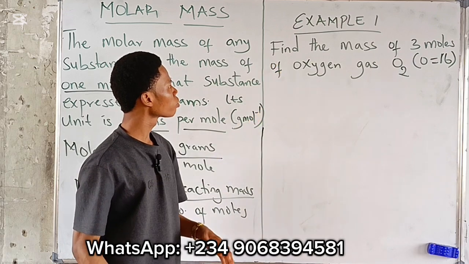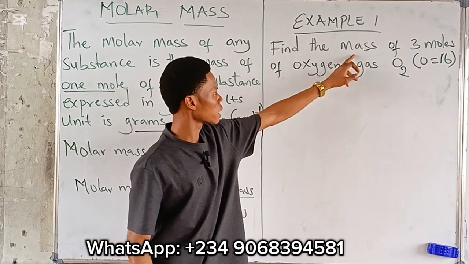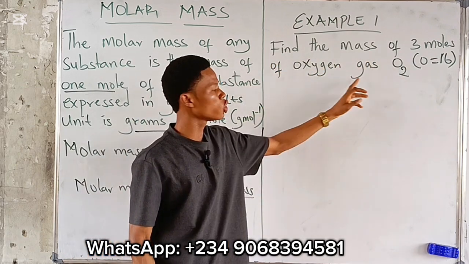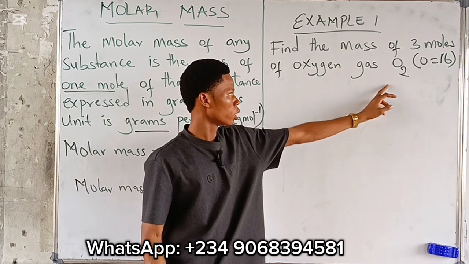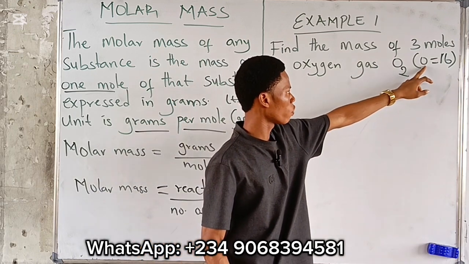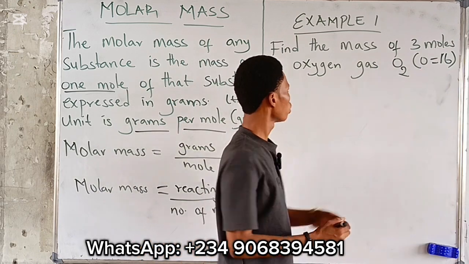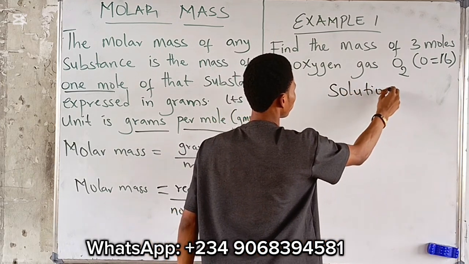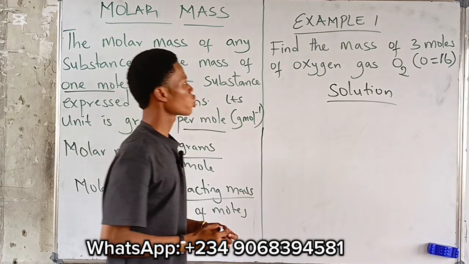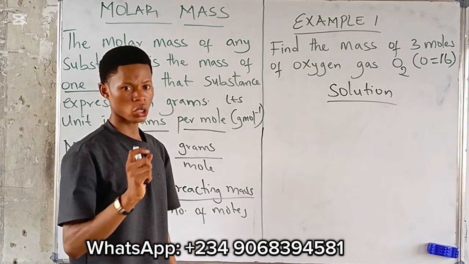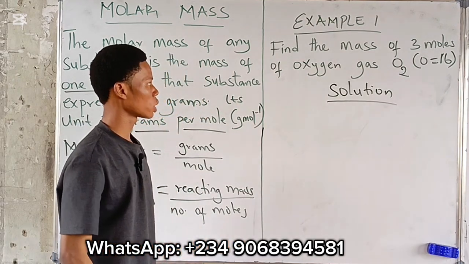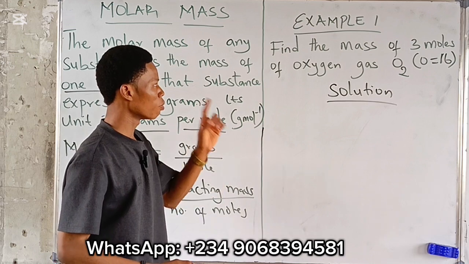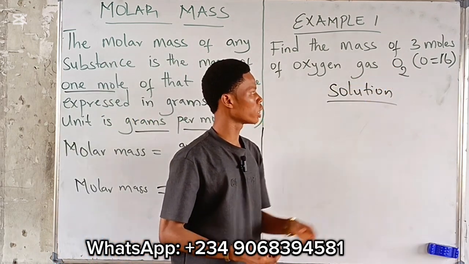Example 1. Find the mass of 3 moles of oxygen gas, O2. We're given the relative atomic mass of oxygen as 16. Solution. We are asked to find the mass of 3 moles of oxygen gas.